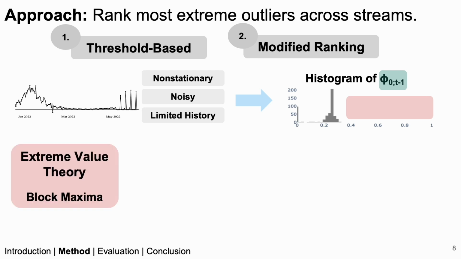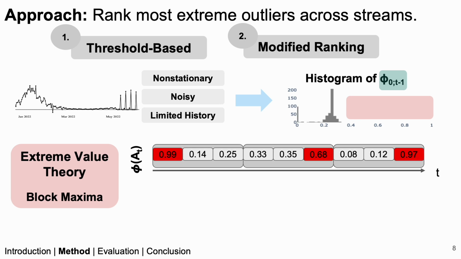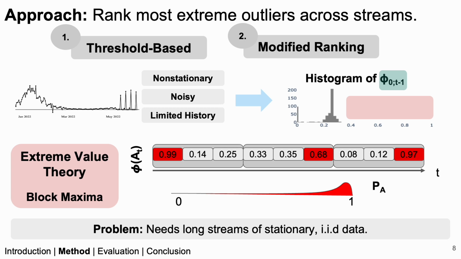And to address this kind of issue, we use the block maxima approach from extreme value theory, where the idea is if you have an infinite stream of, let's say, test statistic values, and you create different blocks, and you take the maximum value per block, these maximum values should create a distribution which has more observations at the extreme ends. And so the problem here is that this approach traditionally needs long streams of stationary IID data.